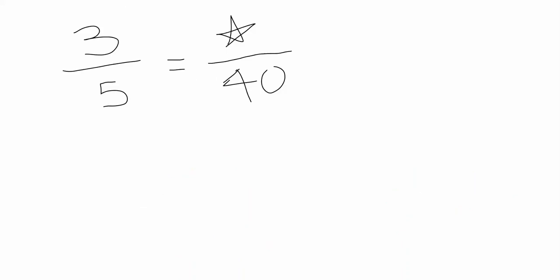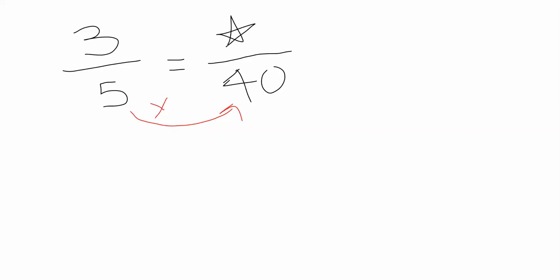Let's try another one. 3/5 is equal to what out of 40? This time I put a star as my missing blank. Again, we're going to start by figuring out, well, what do we multiply by? So I'm going to ask myself, 5 times what would give me 40? This might be something you know in your head.